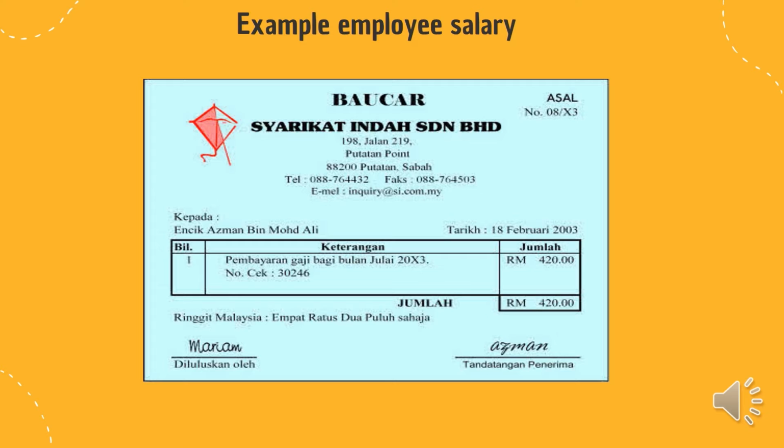Example, employee salary. In the payment voucher document, there must be, first, the company name that issued it. Number two, the number of the payment voucher. Number three, who the document is for. Number four, the date. Number five, the transaction. Number six, the amount and the total amount. Number seven, the signature of approved by. Number eight, and lastly, the signature of the receiver.